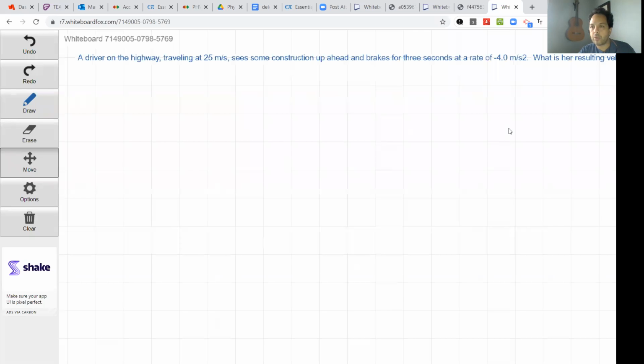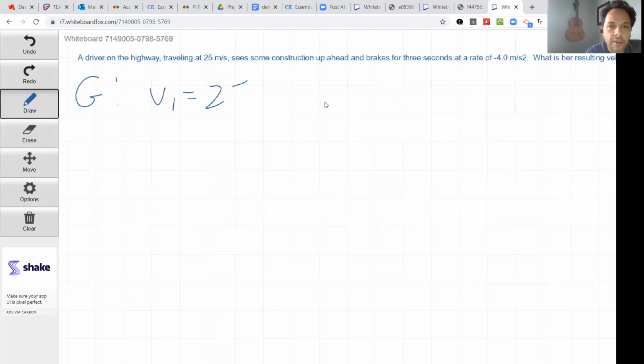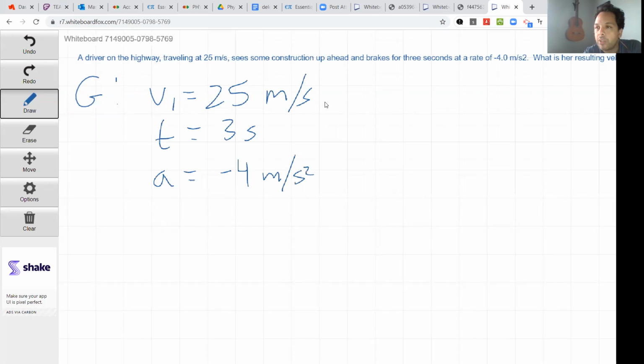So this one they're asking for velocity. Let's see what's given. The driver on the highway traveling at 25 meters per second. There's her initial velocity. She sees some construction up ahead and brakes for 3 seconds. 3 seconds, that's your time. At a rate of -4 meters per second squared, that's the acceleration. What is her resulting velocity? So that's the unknown. What's vf?